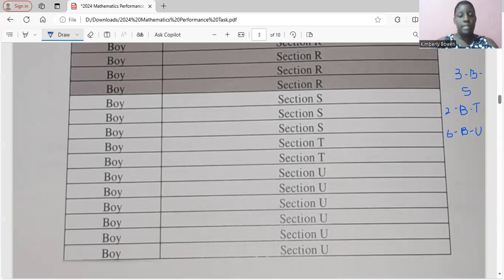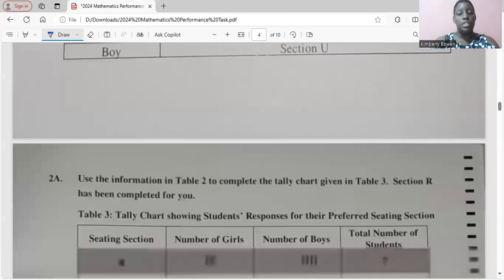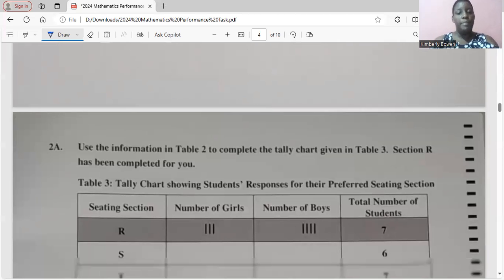All right, so I've analyzed the table. And I'll move on to 2A. It says use the information in table 2 to complete the tally chart given in table 3. I didn't know that we were going to use the information, but usually you are. And that's why I did that notation.